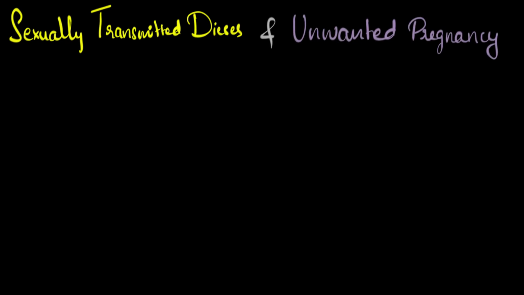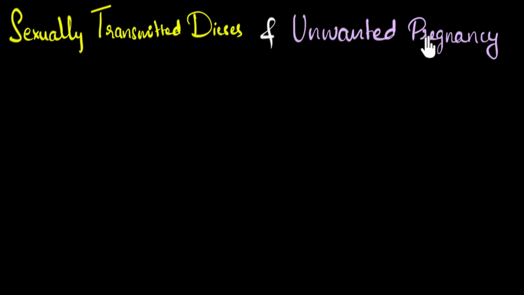Sexual intercourse can cause two big problems. One is sexually transmitted diseases, in short we call them STDs, and second, it can also cause unwanted pregnancy. And so in this video, we'll talk about how contraceptives can help us avoid these. But before we begin, let's talk a little bit about these two.